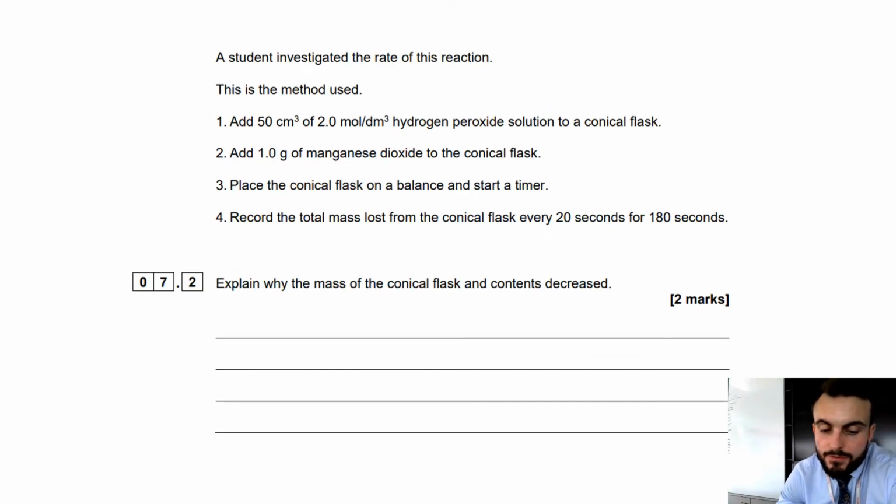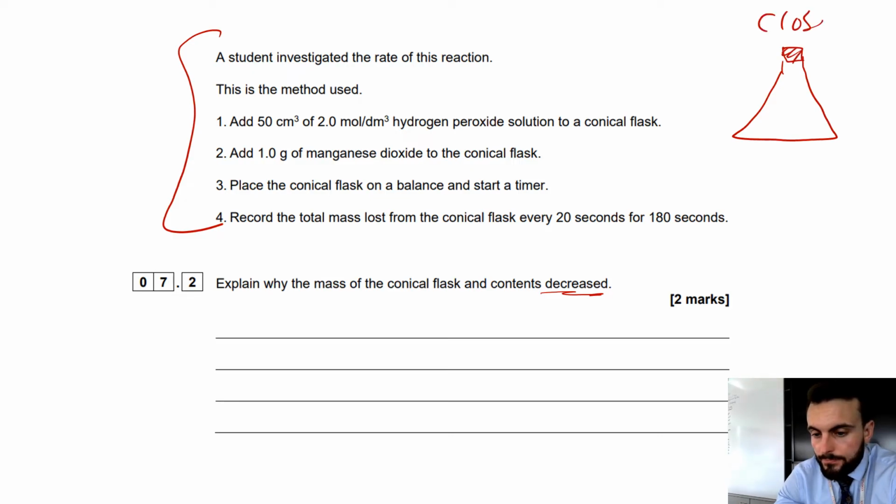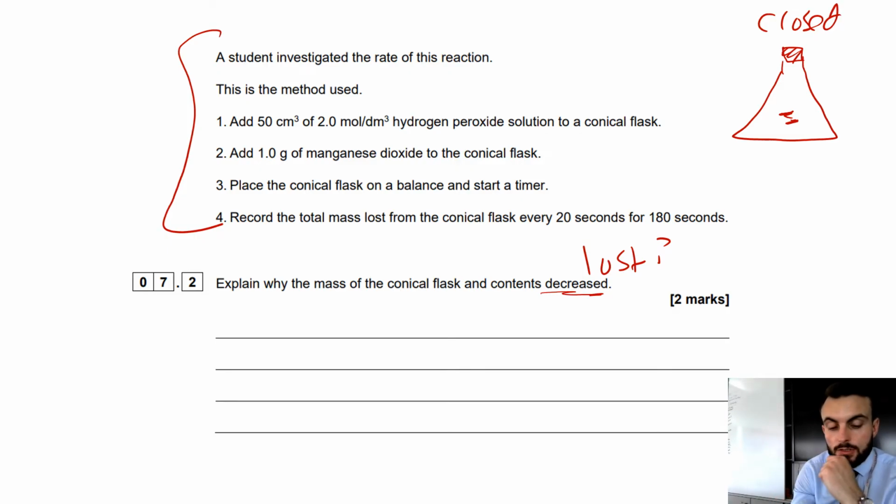A student investigated the rate of this reaction. This is the method used. So explain why the mass of the conical flask and its contents decreases. So remember, if you had a bung in the conical flask, so it was a closed system, then the mass would always stay the same before and after, because the reaction's just rearranging the atoms, but no new atoms are being made. If we are decreasing mass, it means we've lost something. What have we lost? It said in the earlier part that oxygen and water are produced. So water's going to stay in the flask, but oxygen is a gas.